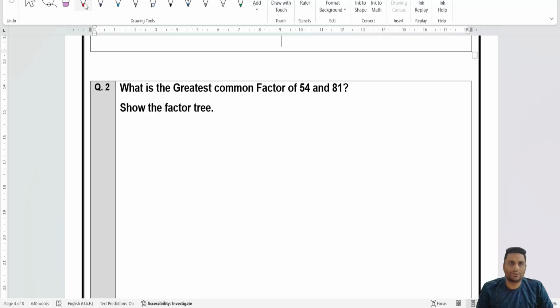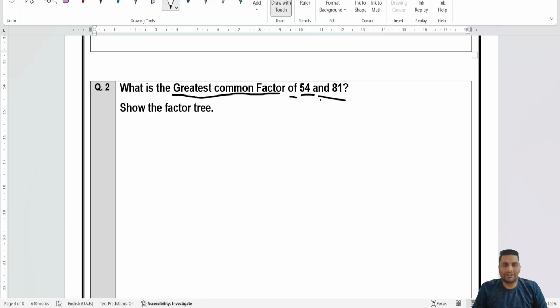Question number 2. Write the greatest common factor of 54 and 81. Let me explain to you the meaning of greatest common factor. Let's say I have two numbers here, 6 and 8, and I want to check the greatest common factor. Greatest common factor means the biggest number that can divide 6 also and 8 also.